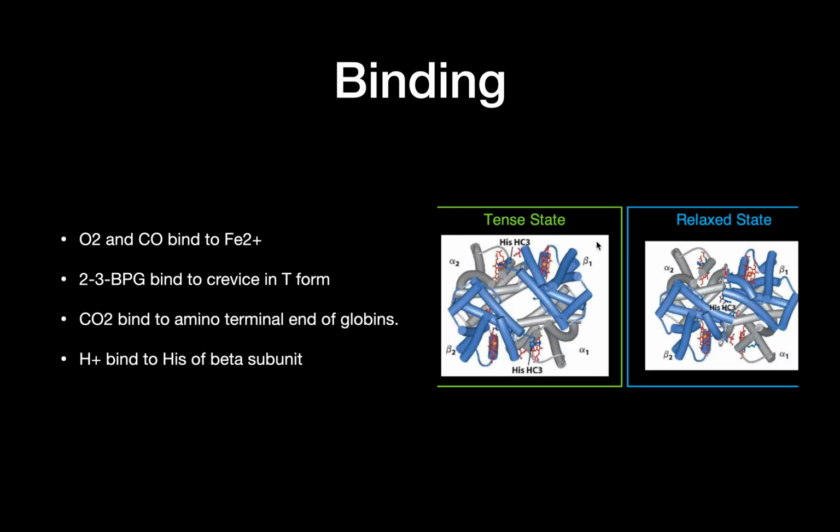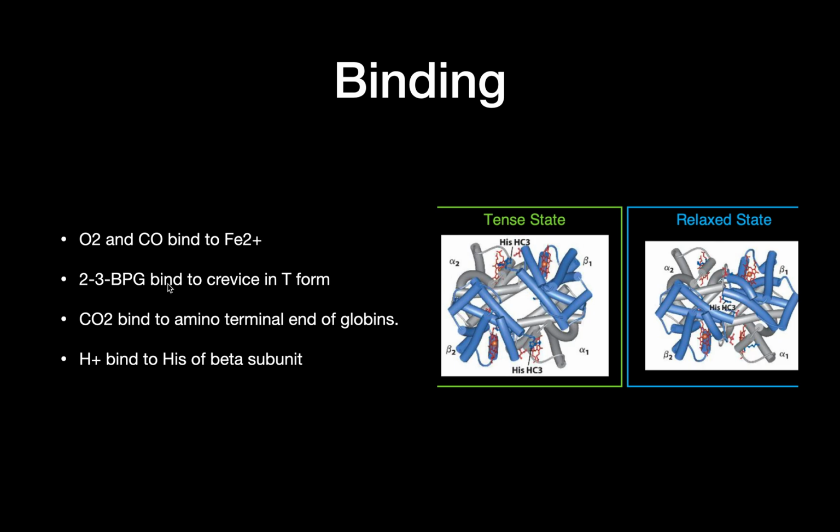So, binding. Oxygen and carbon monoxide both bind to iron, but hemoglobin has a much higher affinity for carbon monoxide. The tense state has these crevices, and so there are various binding sites on hemoglobin, and oxygen and carbon monoxide can bind to iron.